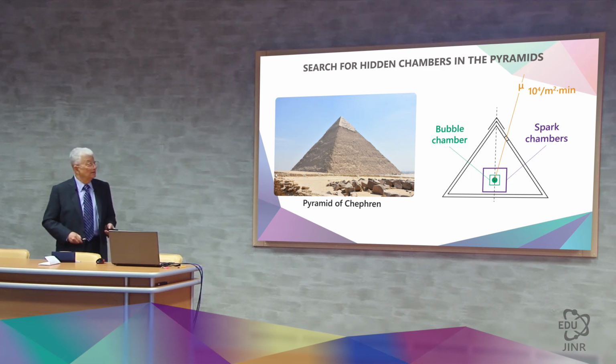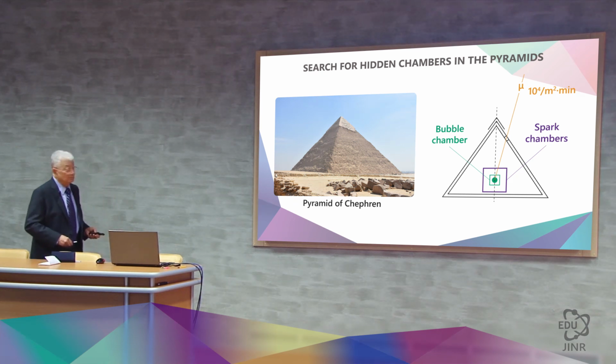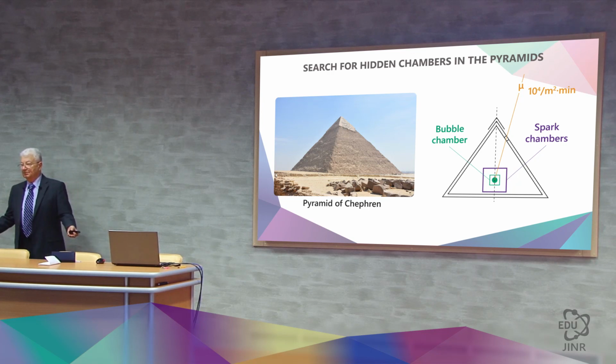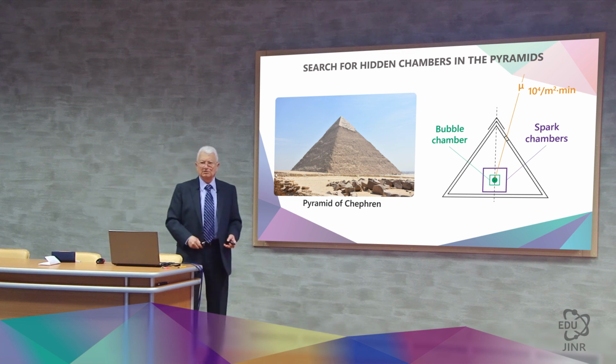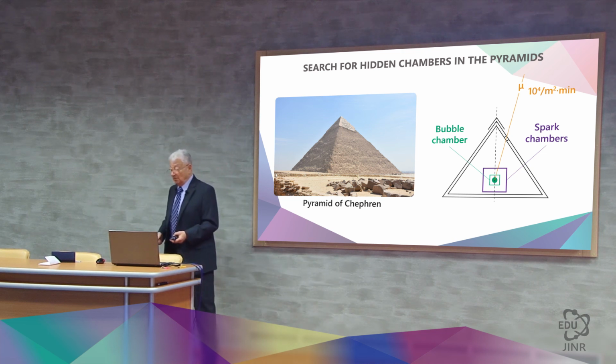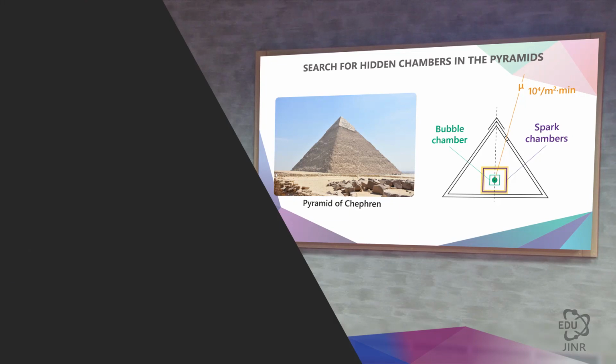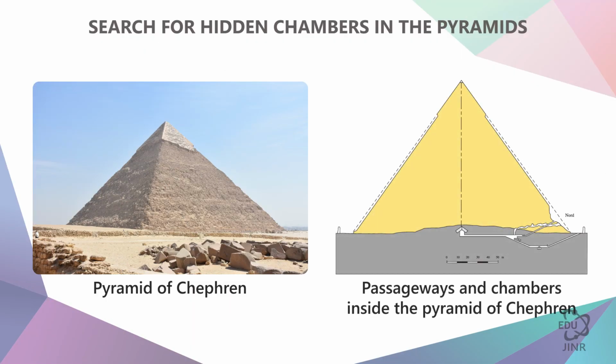At first, this installation was outside the pyramid, without walls. They looked at how cosmic muons registered from different angles, and after that, they placed the chamber there. And for 2 years, they were looking for these treasures of the son of Cheops. Unfortunately, they did not find anything.